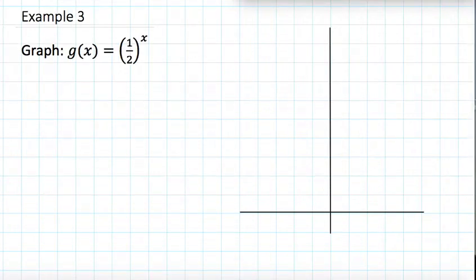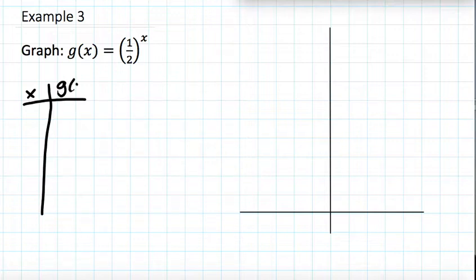Next, we're going to look at example 3. This one is g of x equals 1/2 to the x power. So again, I'm going to graph this by making a table and plugging in values for x.